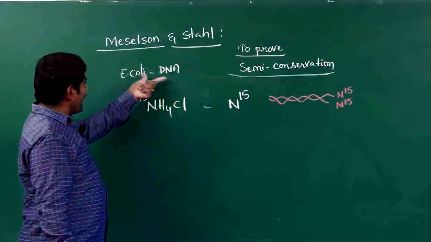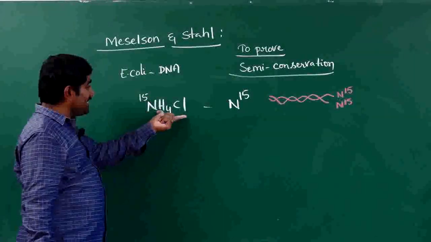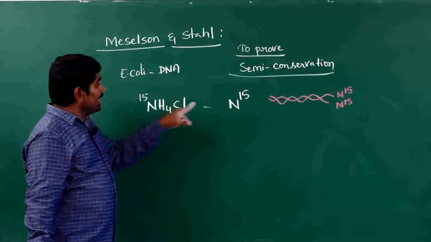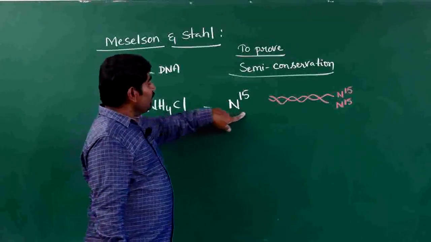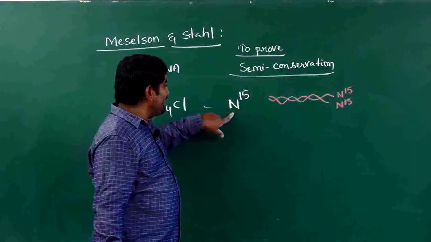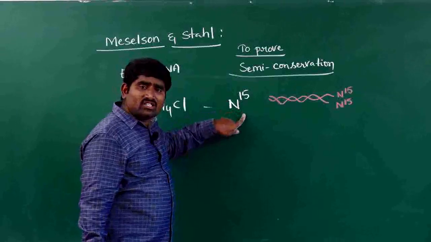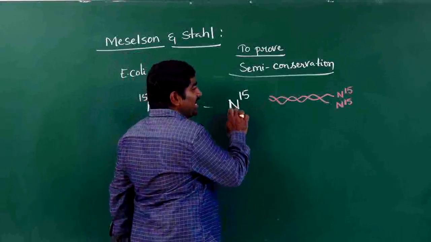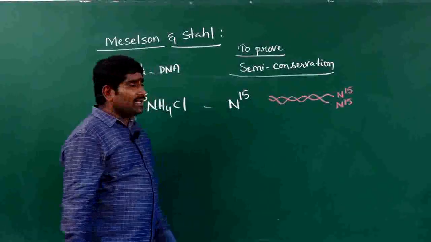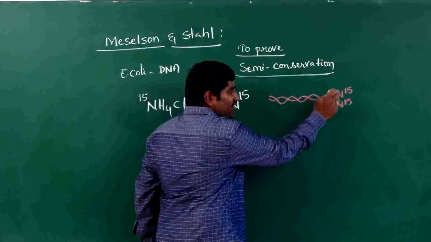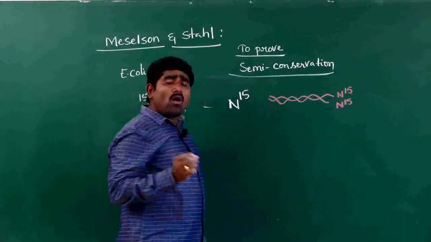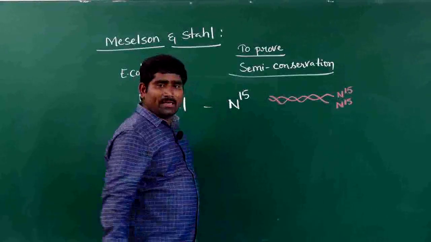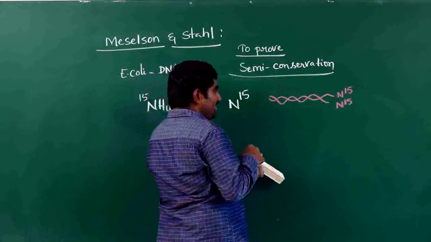When E. coli DNA is grown in NH4Cl medium for several generations, for the newly forming DNA molecules, N15 is the only source of nitrogen. So in the presence of nitrogen, only N15 is found in this place. This DNA is N15 labeled DNA, meaning all the nitrogen atoms present in this DNA are replaced by N15. So this is N15, so this is a heavy strand.